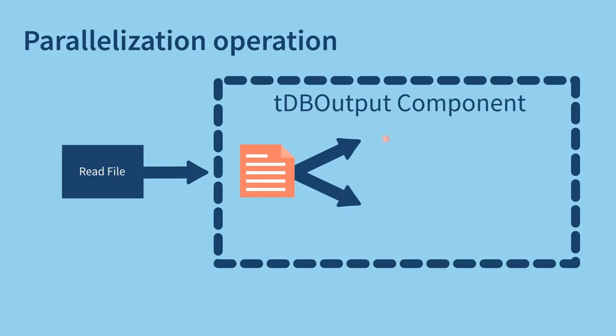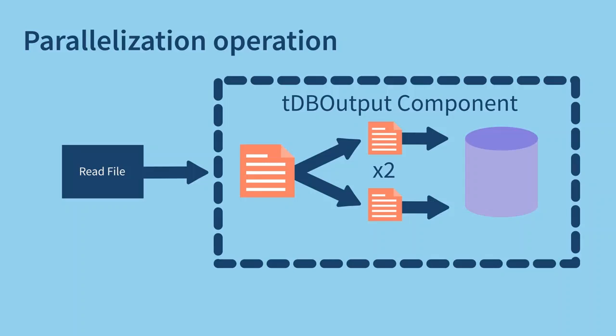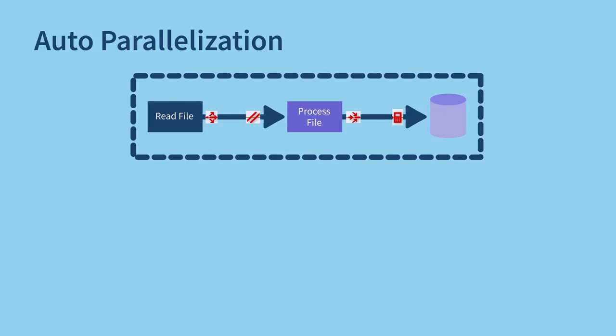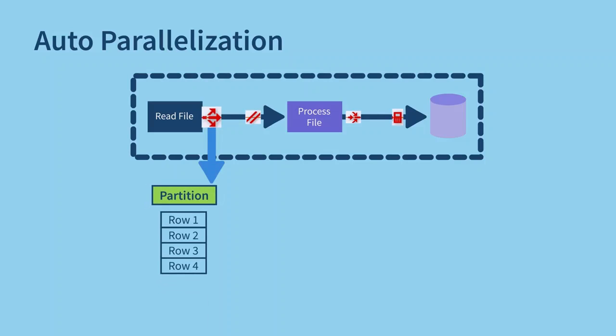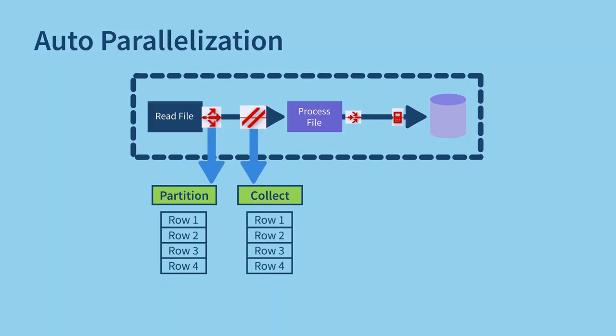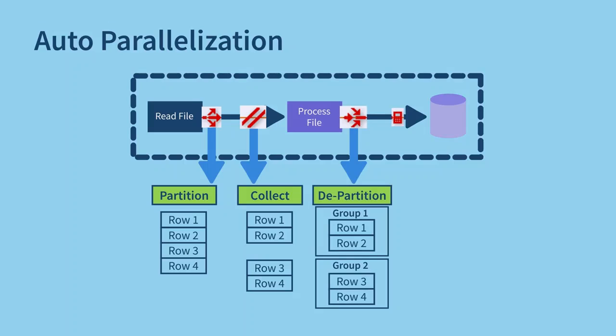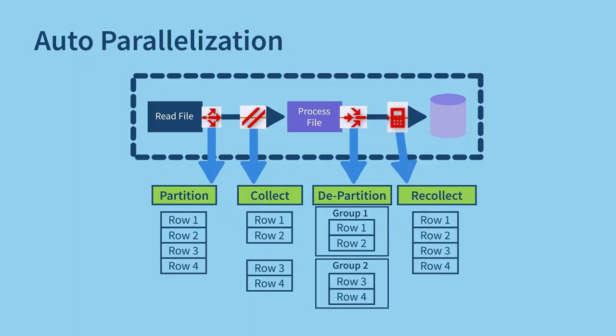Database output components include an option to enable parallel execution. This allows the processed data to be fragmented so that multiple smaller fragments are processed in parallel rather than a single larger fragment, allowing more efficient use of the database's resources at runtime. Talend Studio includes an option to enable auto-parallelization for the first component in your subjob. If you enable this function for an input component, Studio automatically inserts the following components where required: tPartitioner to split the input records into multiple threads, tCollector to feed the threads to the next component, tDepartitioner to create groups of records generated by each thread, and tRecollector to take the groups of records and feed them to the next component.